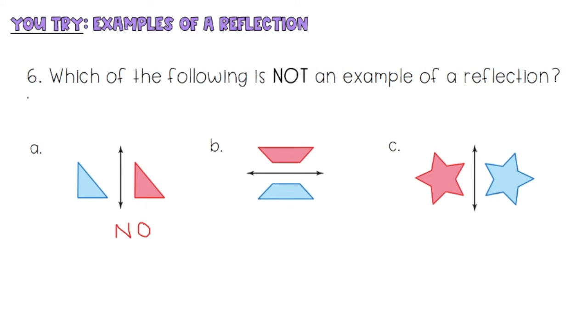Just to make sure, I'm going to look at my options B and C. For option B, I am flipping my image over my horizontal line. And the same goes for option C. I am flipping my star over the vertical line. It is a mirror image.